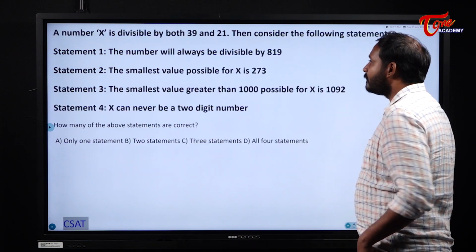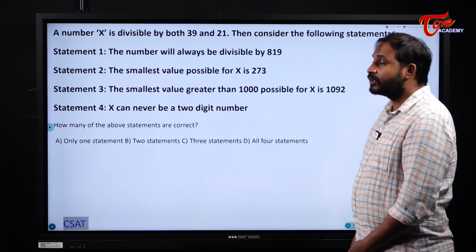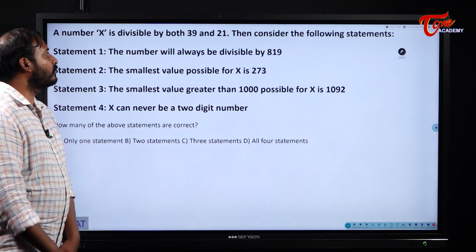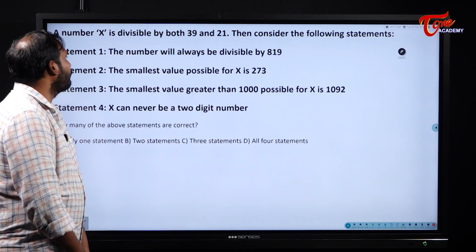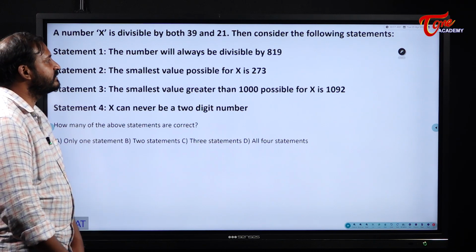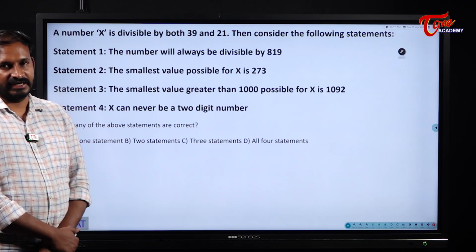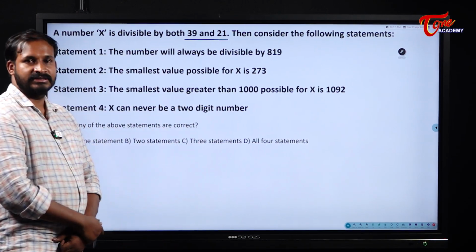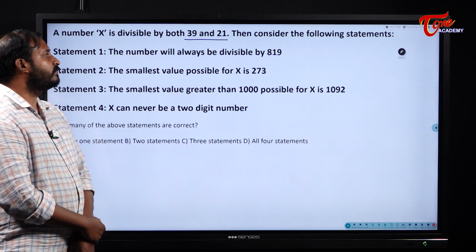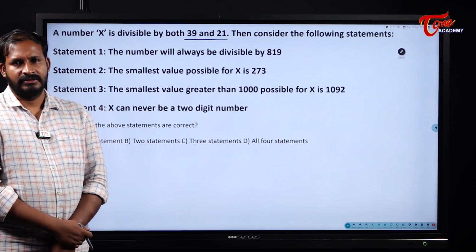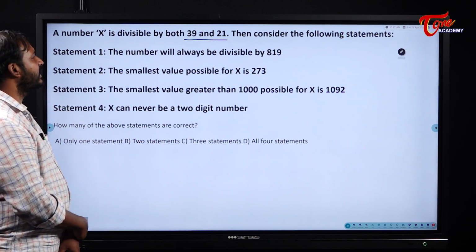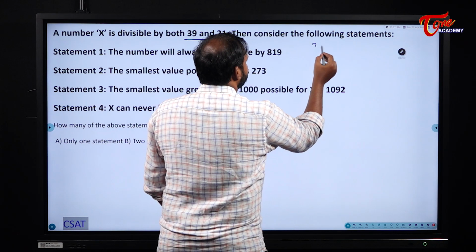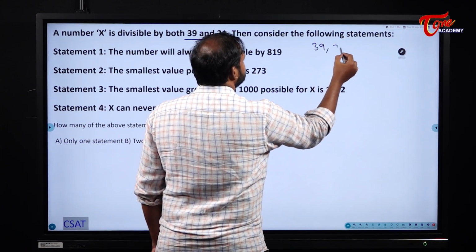Next one. A number x is divisible by both 39 and 21. See here, students. Then consider the following statements. The number will always be divisible by 819. Let us see this one. A number divisible by both 39 and 21, what could the number be generally? We take the LCM of 39 and 21.